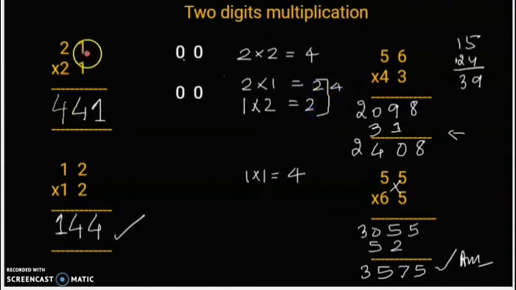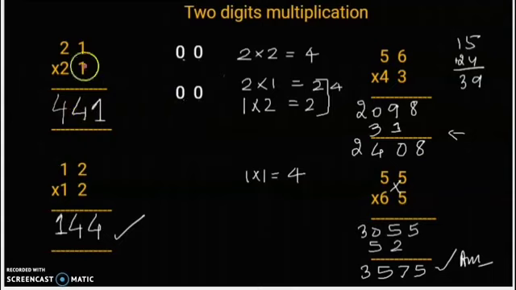And the last stage is multiply 1 times 1. So multiply it and you get 1 here. 1 times 1 is 1. So the answer would be 4, 4 and 1. I hope it is clear.